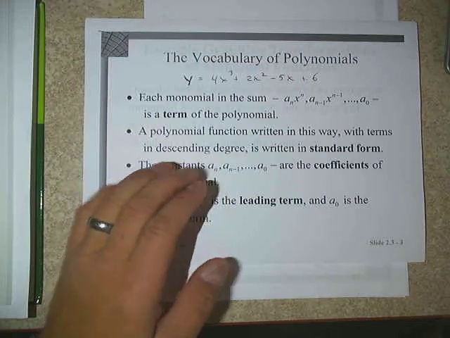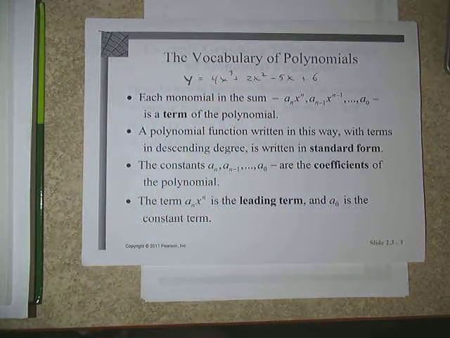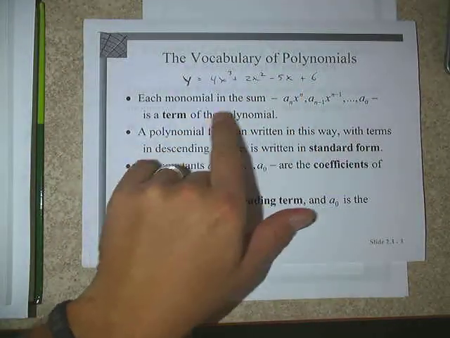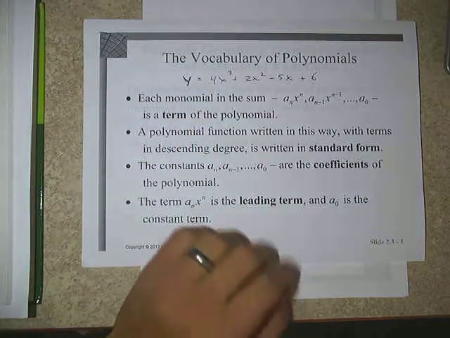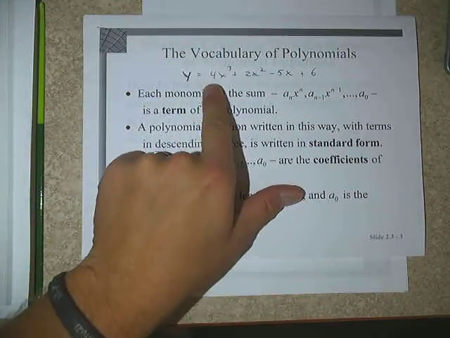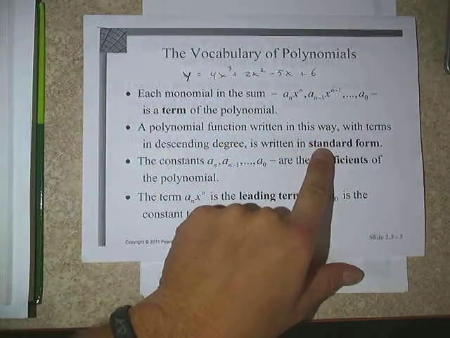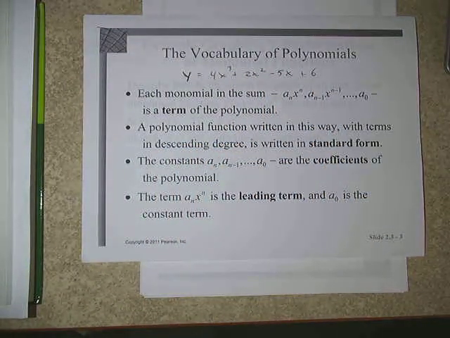And we could identify the degree and the leading coefficient at this point based on what we've learned so far. The degree here is 3, the highest power term's power. The 4 is the leading coefficient. But ultimately, each of these individual monomial parts are considered terms. And when I have a polynomial function that's written from highest power down to lowest power, we call that standard form. And generally, when we write a polynomial, we want to put it in standard form.